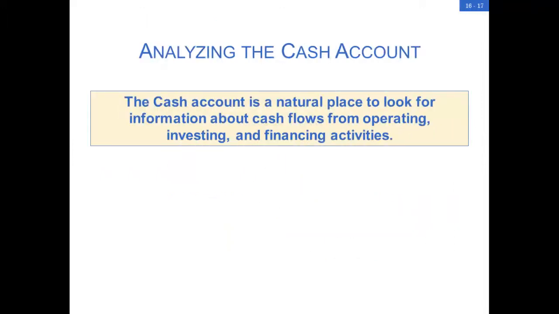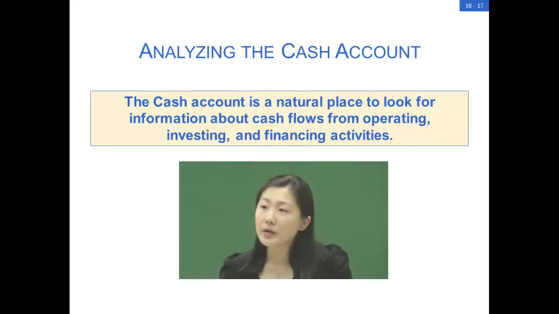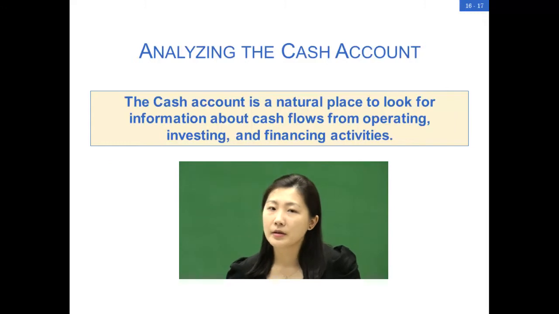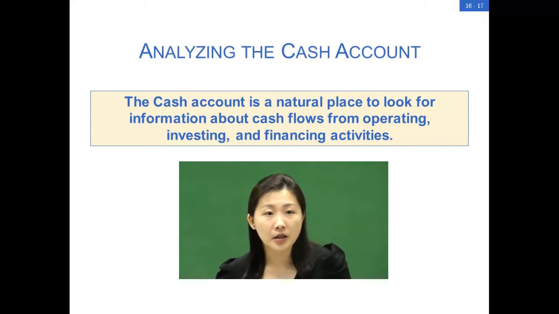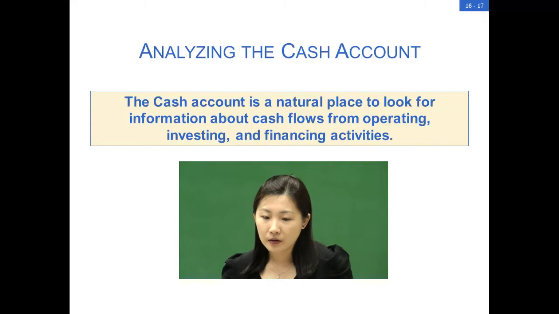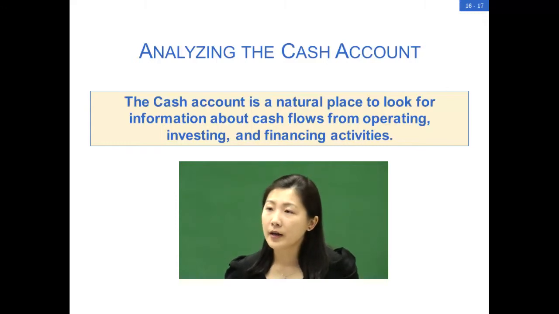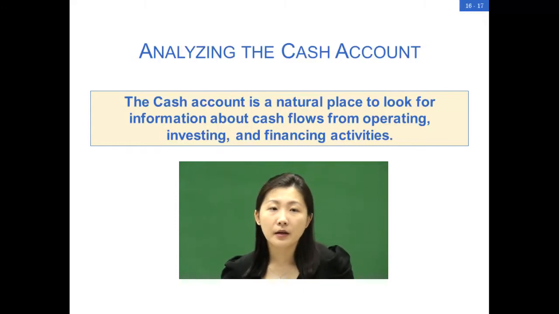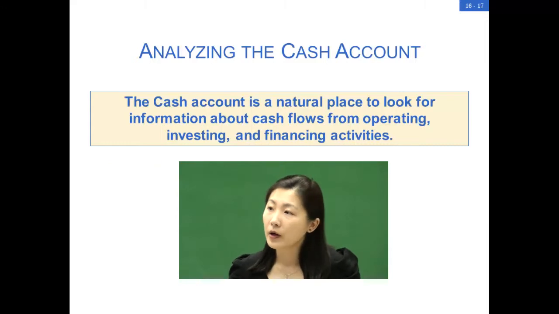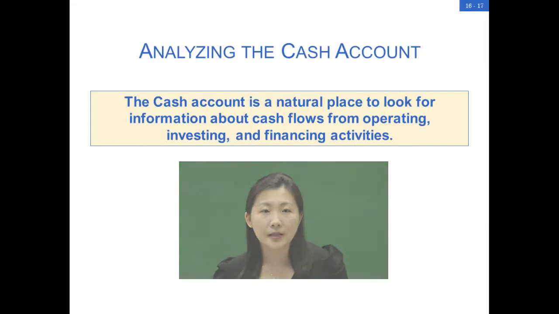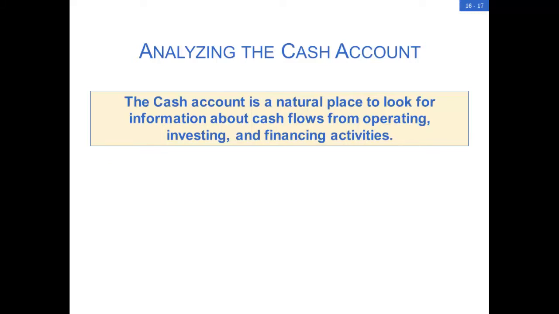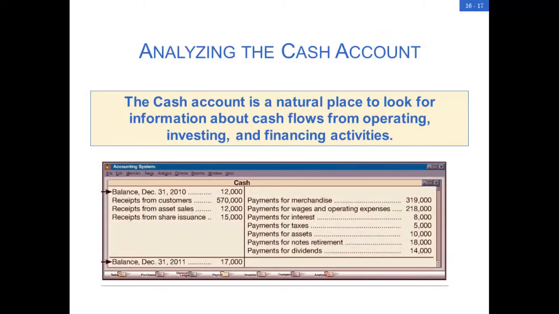But before we start to prepare the statement of cash flows, let's analyze the cash account here. A company's cash receipts and cash payments are recorded in a cash account in a general ledger. The cash account is therefore a natural place to look for information about the cash flows from operating, investing, and financing activities. To illustrate, let's review the summarized cash T account on the slide here for the company Genesis Incorporation.